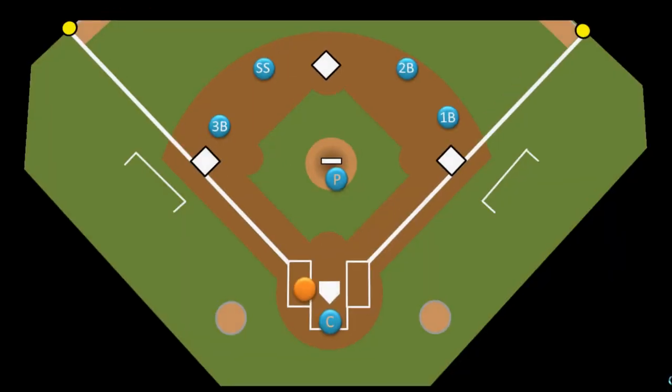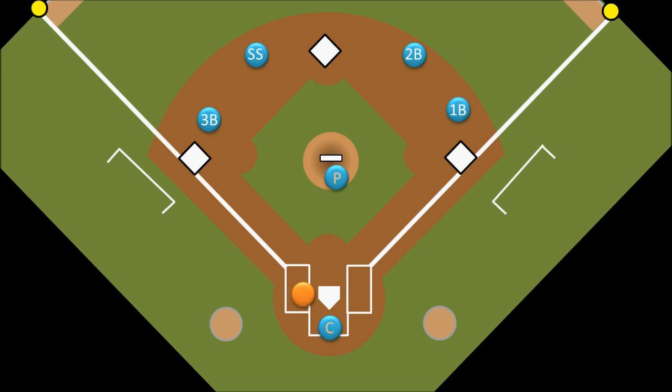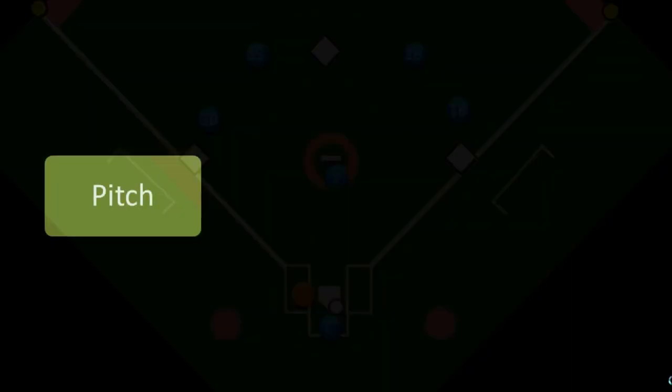Let's take a look at how a baseball game is actually played. You'll recall that the player who stands in the middle of the infield is the pitcher. At the start of every baseball game, the pitcher will stand on the mound with the ball. He will push off the rubber and throw the ball towards home plate. When the pitcher throws the ball, this is called a pitch. And this is where everything in baseball starts.